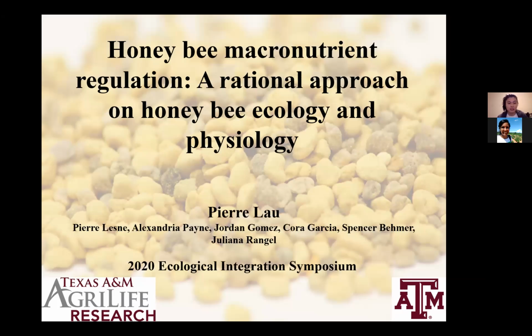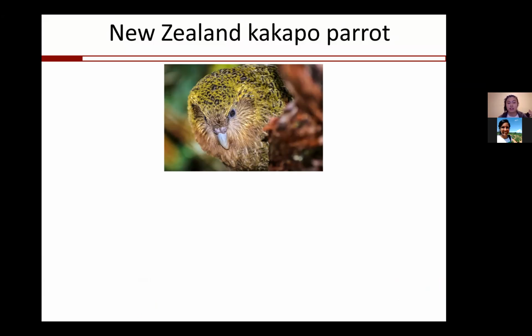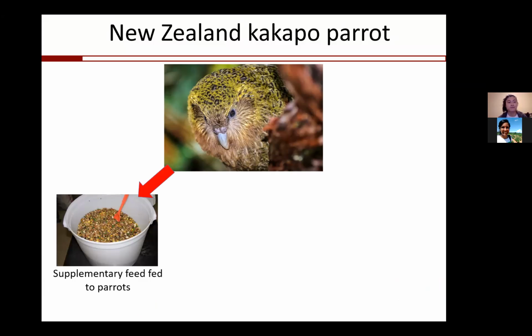But I'm actually going to start it off with this kakapo parrot. This is a New Zealand kakapo parrot. It's endemic to that region, and it was critically endangered at one point. So these conservators are trying to rear them and get the populations to go up. They're feeding them this supplementary feed. It's a very general feed for birds, but they weren't reproducing regardless.